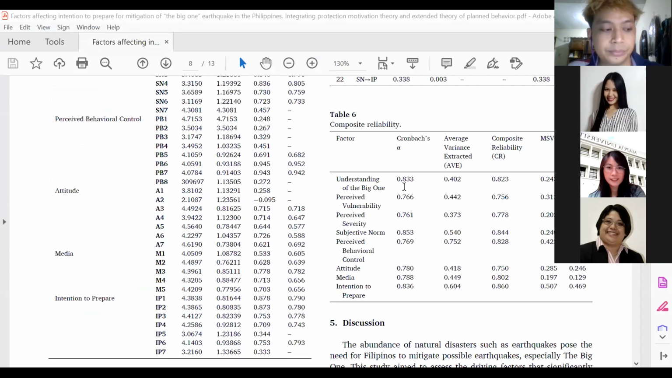What if one of the factors has low Cronbach's alpha? Will we disregard that factor? For example, intention to prepare is as low as below 0.7. The cutoff is 0.7, right? If it's approaching 0.7, it's difficult, but if it's very low, what will we do? We'll just disregard the factor and remove it. What else can we do, ma'am, if it is not reliable? But if it's like 0.6, I always say, it's okay.